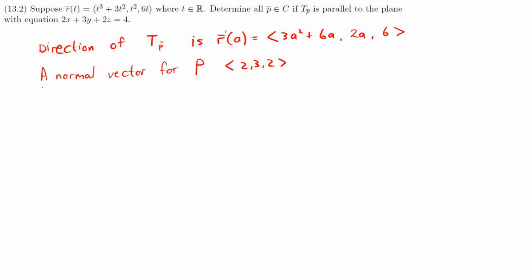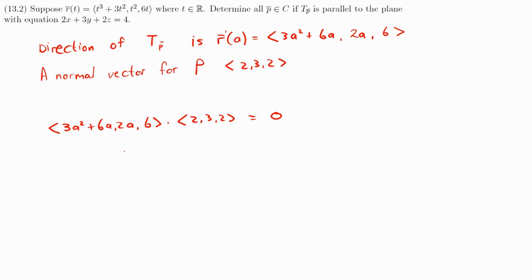Okay, so we now have the normal vector of the plane. So this plane has a normal vector of that, and we want the directional vector of this. We want all of the values a where this directional vector dot product with this normal vector will be equal to 0, because they need to be perpendicular.